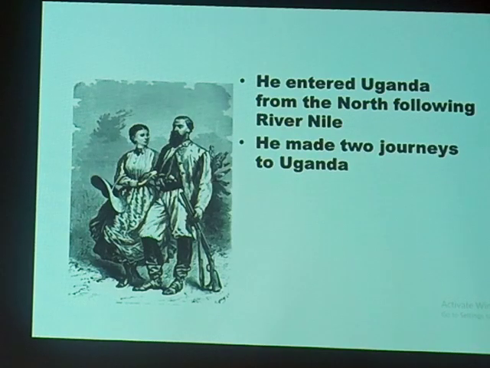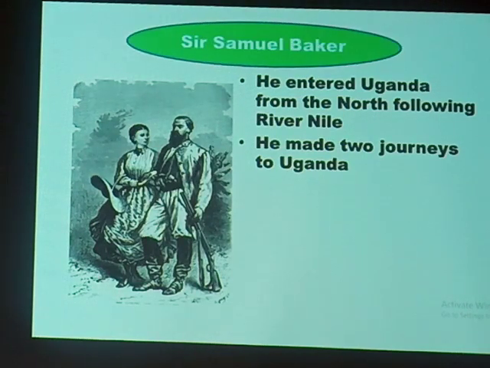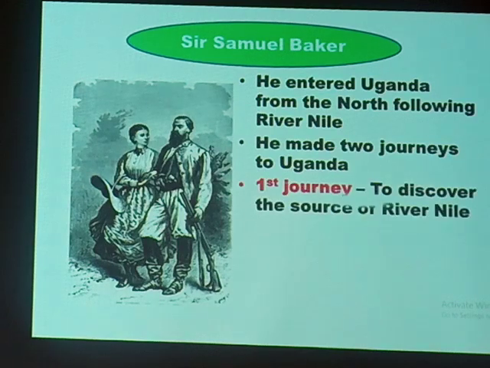He made 2 journeys to Uganda. Who is this, children? Check if you have passed. This person is Sir Samuel Baker. So what do you recall about Sir Samuel Baker? Let's see. His first journey was to discover the source of River Nile. I hope you recall that actually he failed to discover it. He found John Speke, and John Speke told him, "Oh, my brother, I've been seeing this."